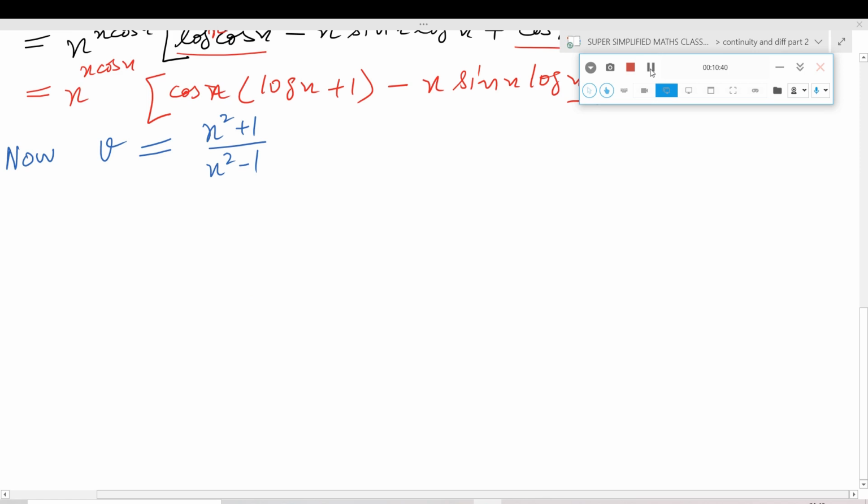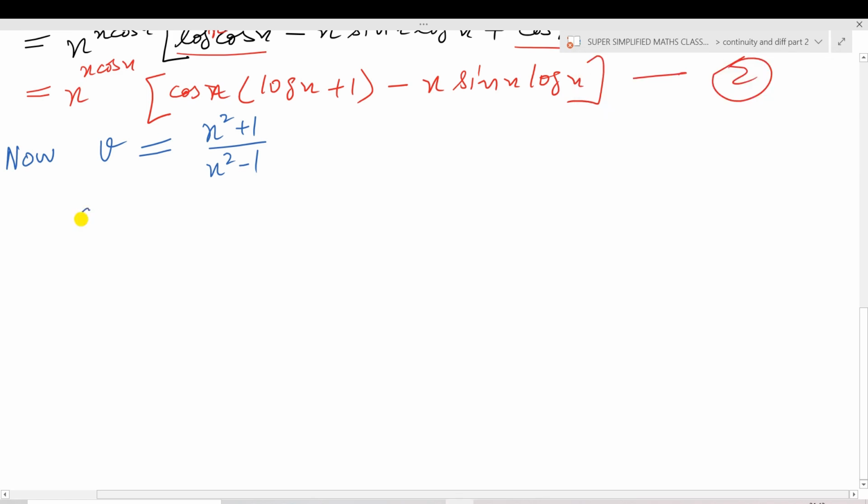Now we have v which is equal to x square plus 1 upon x square minus 1. Now students, as you can see, there is no x or the function of x in the power. So I don't need to take the log here. So I can directly differentiate this function with respect to x.